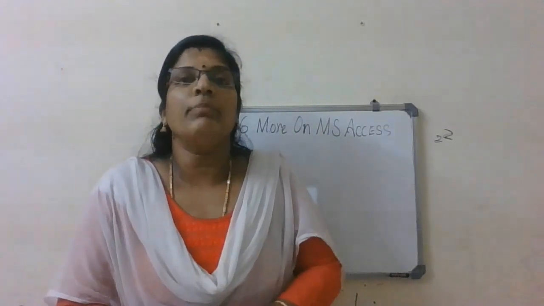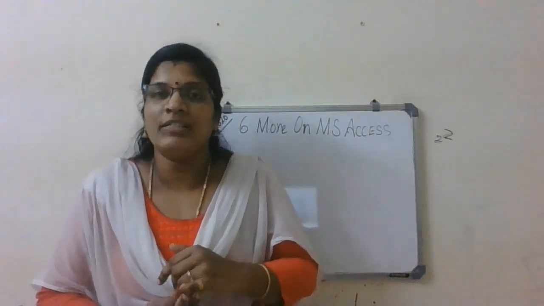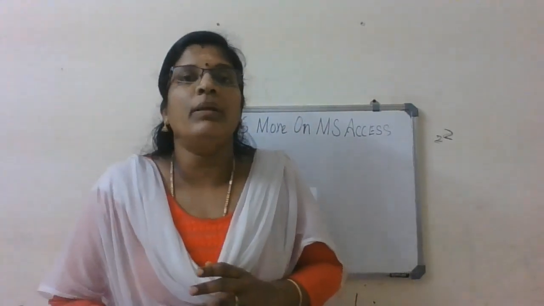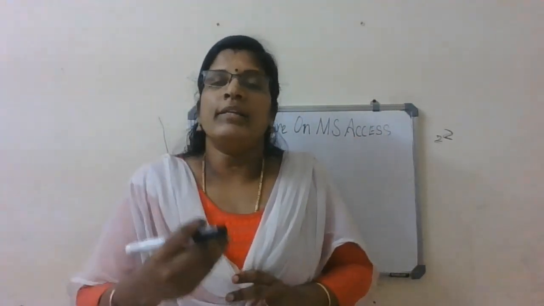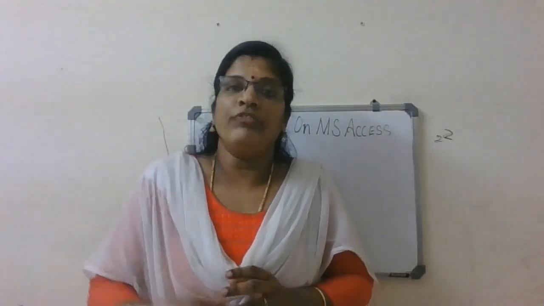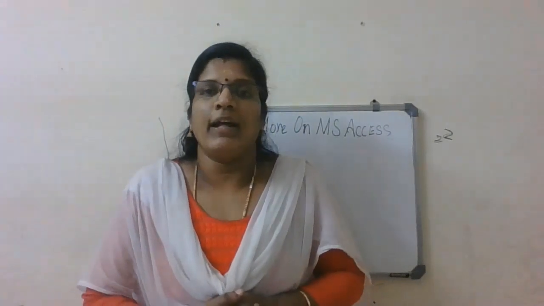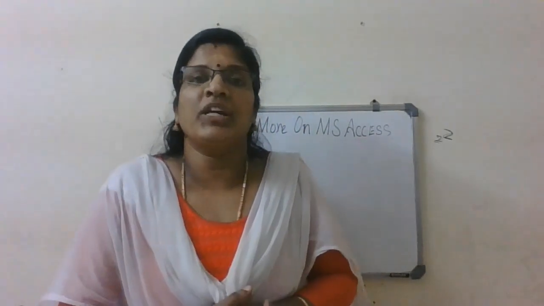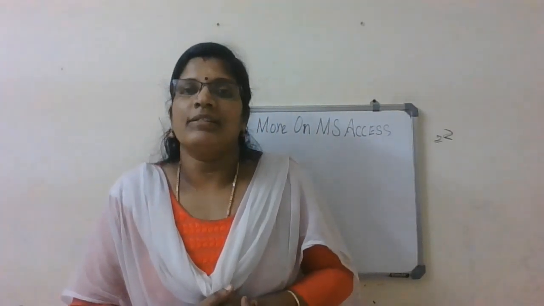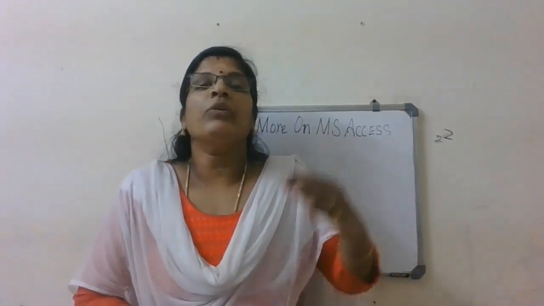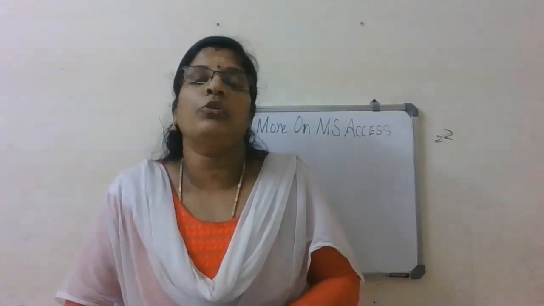So using the tables, we created a table first, then we sorted the table according to ascending or descending order, and then we filtered some data, then we searched for particular data. Okay, that is the first object in MS Access. The first one is tables. That's over, so we are going to the second object, which is called query.